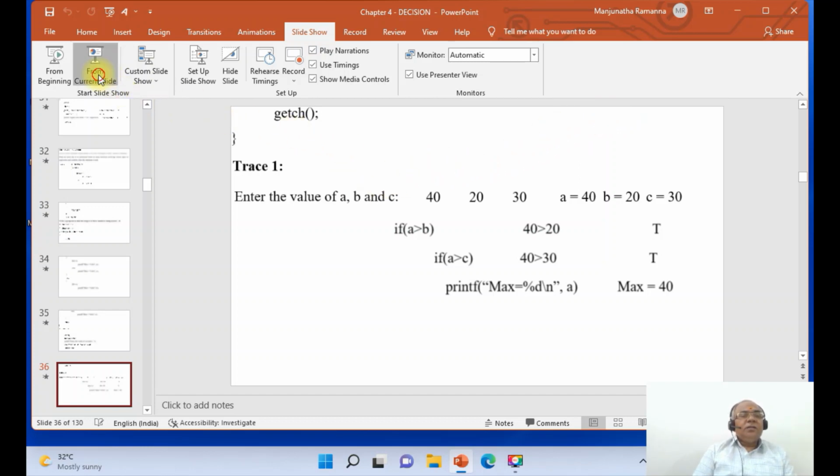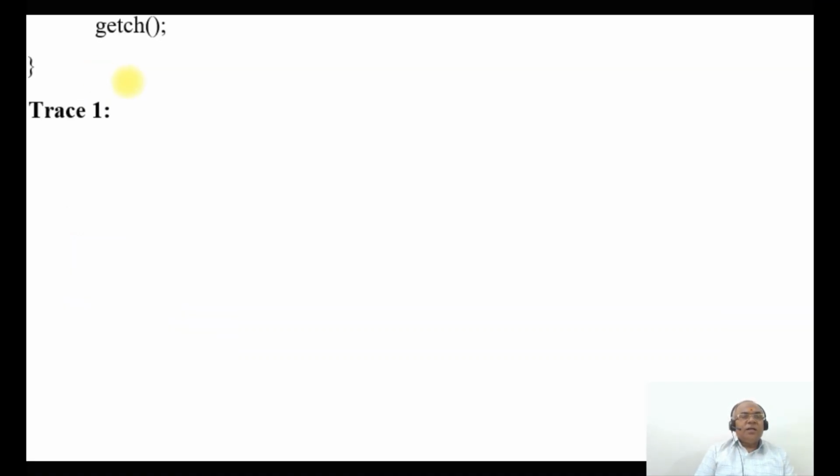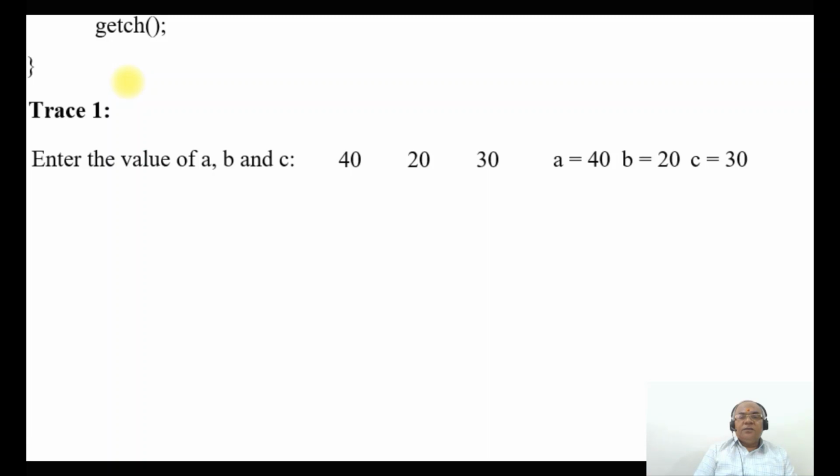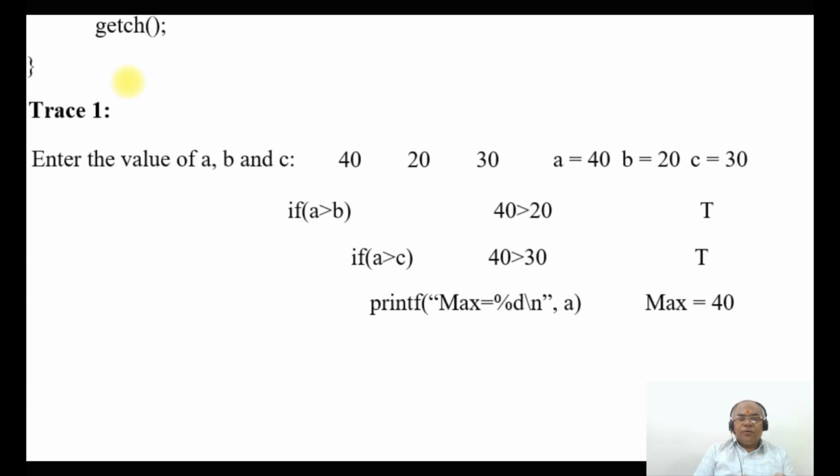Once you do that, we continue with the traces. Trace 1: enter the value of a, b and c. If you enter 40, 20, 30, then a is equal to 40, b is equal to 20 and c is equal to 30. If the condition a is greater than b, 40 is greater than 20, it is true. Then it checks c: 40 is greater than 30, also true. Therefore, it prints the value of a, the maximum, which is 40.